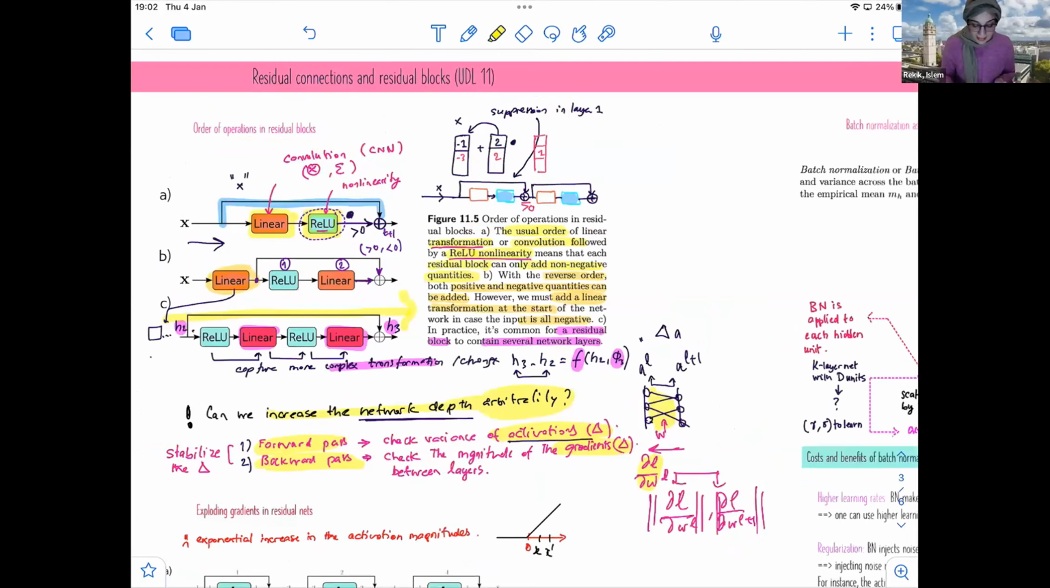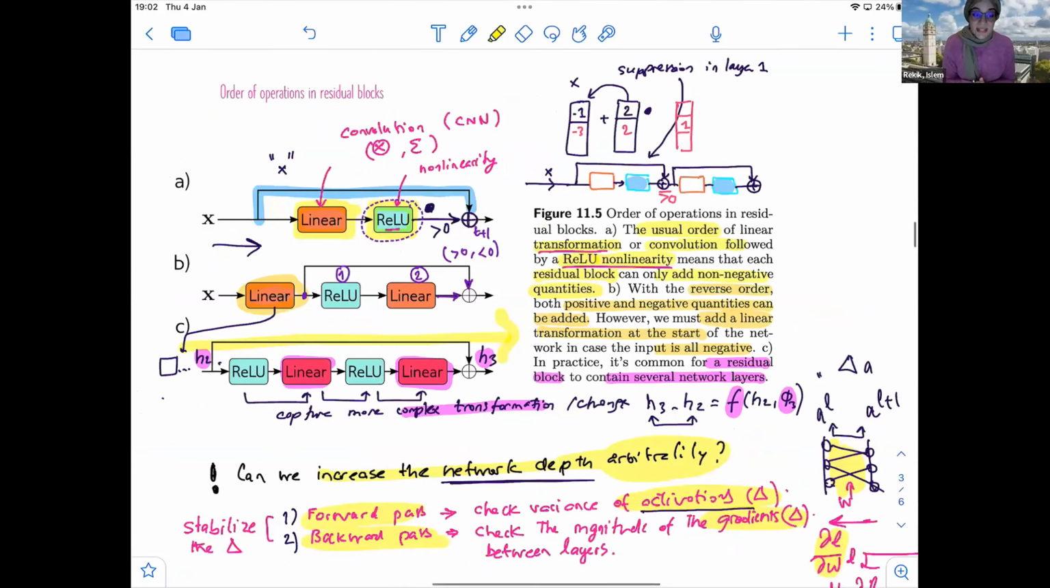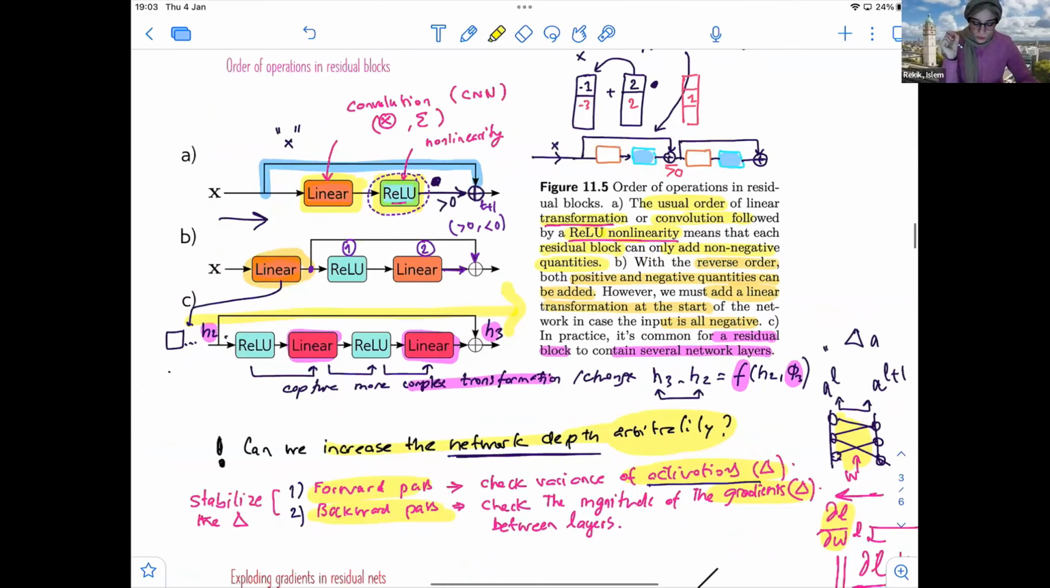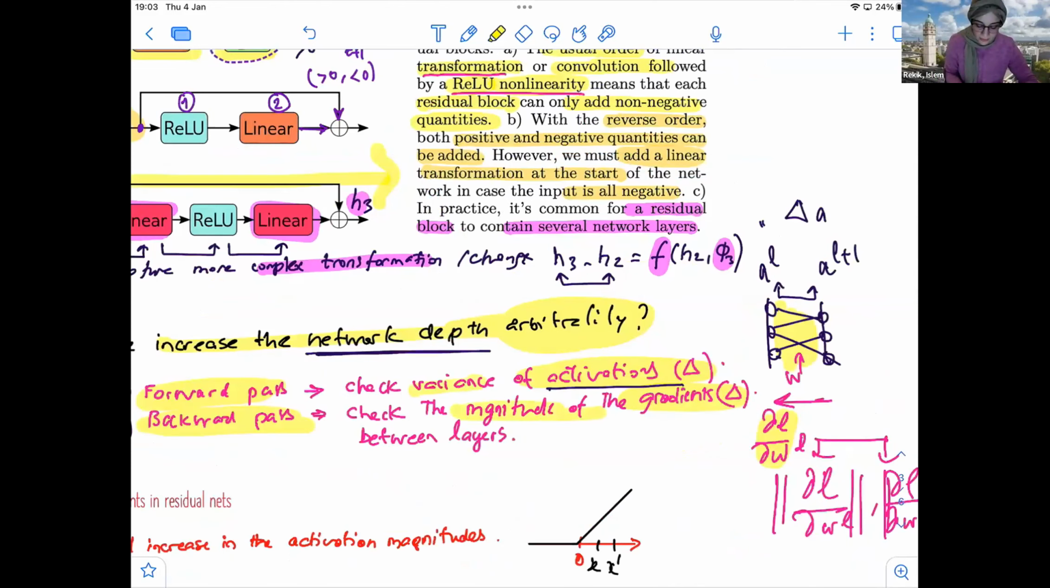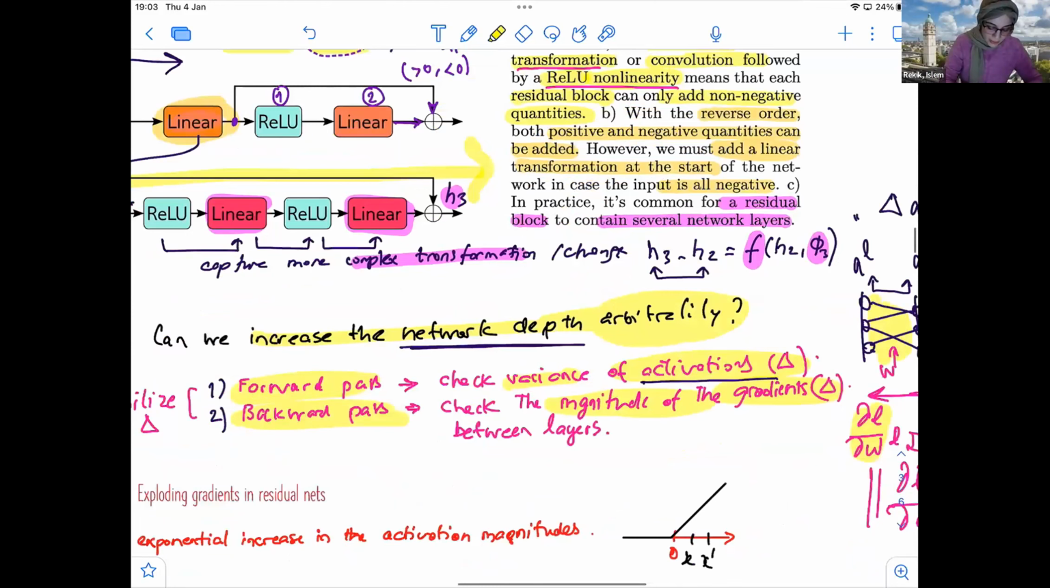So the idea is that if we want to go deep, we need to make sure we're controlling these two variances. We're controlling the variance of the activations, and we're controlling the variance of the magnitude of the gradients between different layers. We need to somehow stabilize the network.